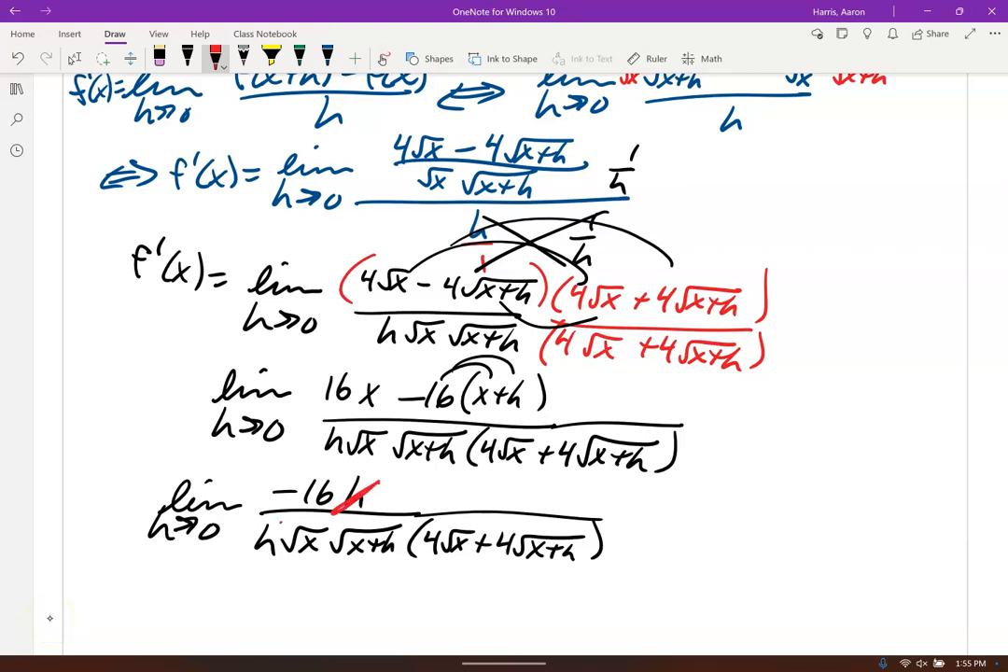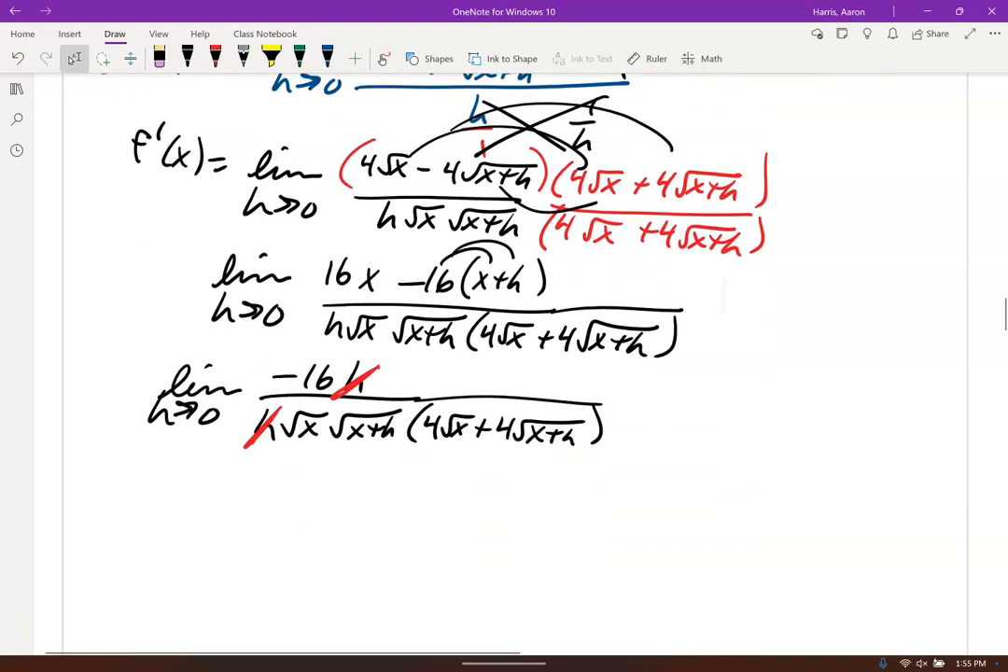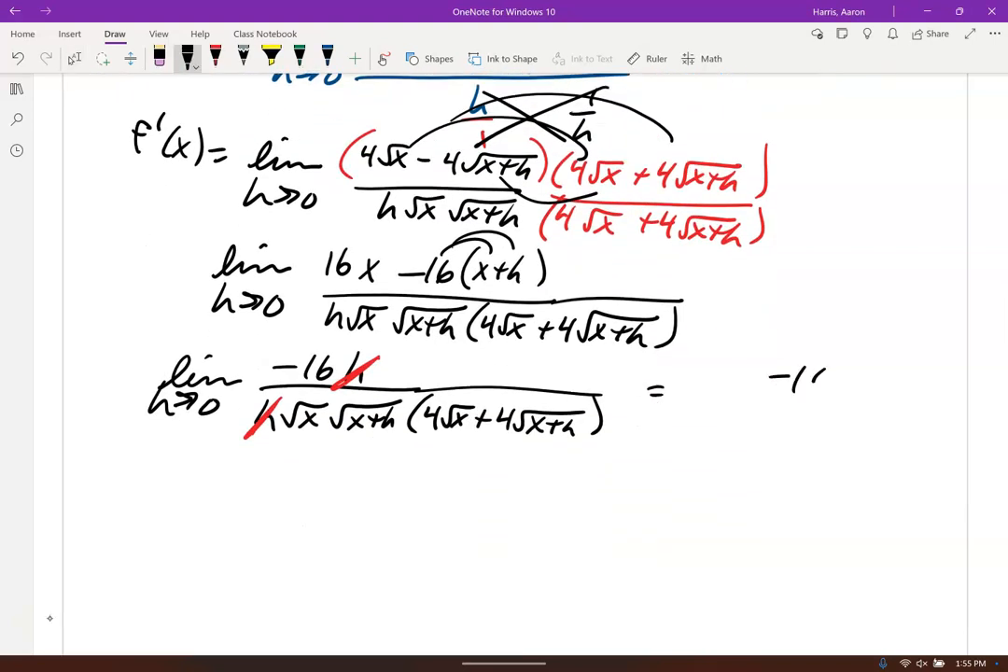And that is what we wanted right there. Got to have that h cancel. And now if you look at it, you're like, oh, this is nice. I've got negative 16 over square root of x, square root of x plus 0, times 4 square root of x plus 4 square root of x plus 0.